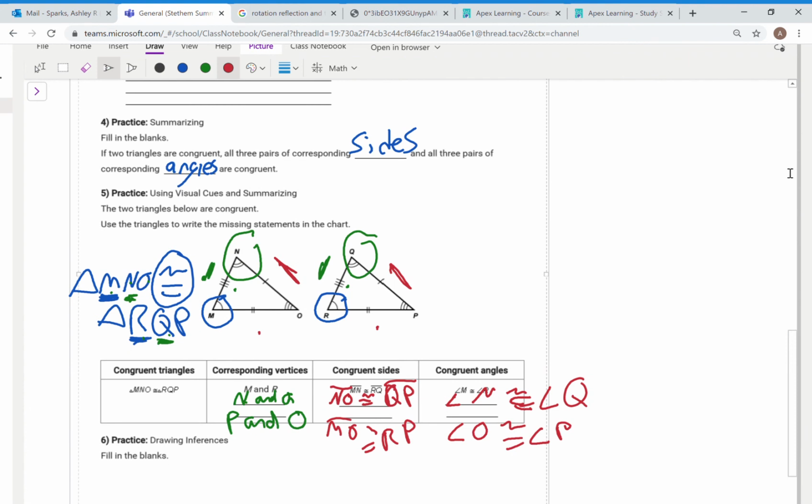That's it for today. We'll practice with this tomorrow, and hopefully this will be easy. It's just about writing it in and knowing the different types of transformations.